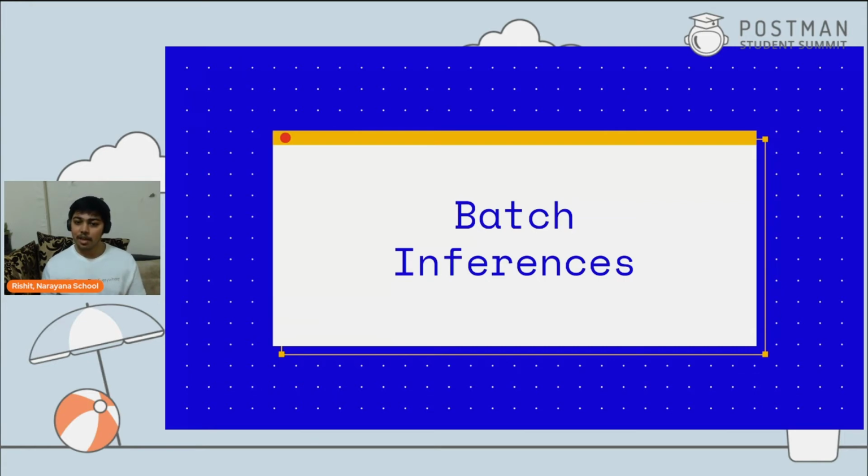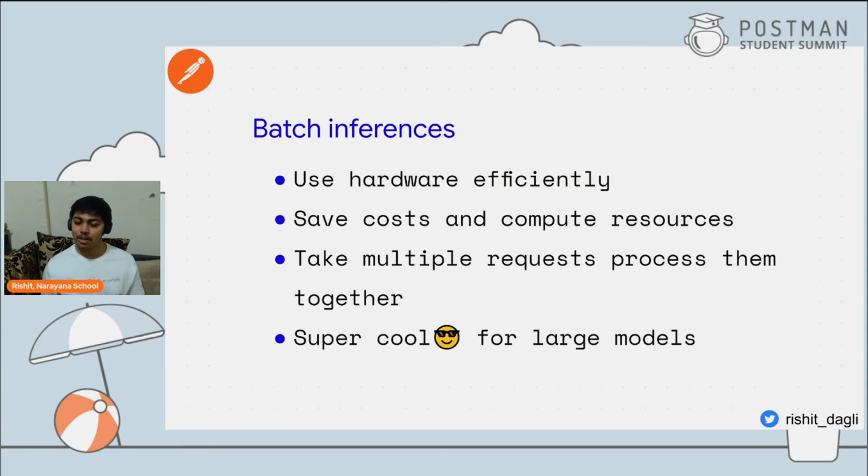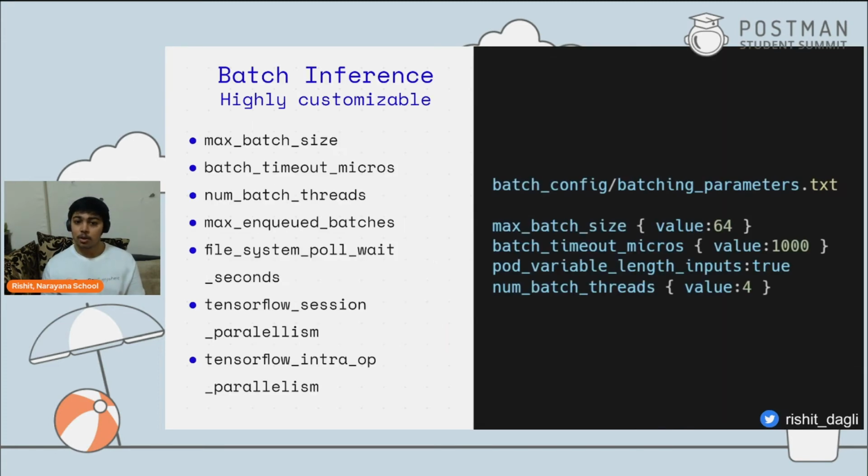So the idea behind batch inferences is super simple. I want to use my hardware efficiently. So what I'll be doing is I'll take multiple requests and process them together. This would also allow me to save costs and compute resources. And especially if you have a large machine learning model, this is super cool. Batch inferences is definitely something you should be doing. So batch inferences with TF serving is super simple.